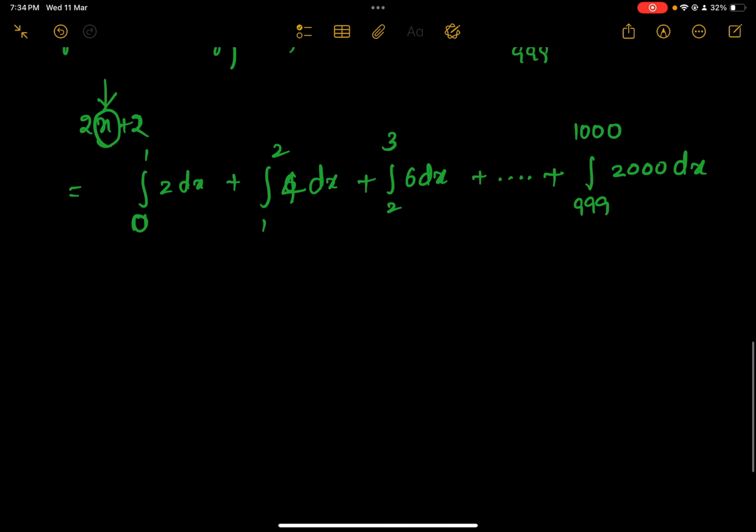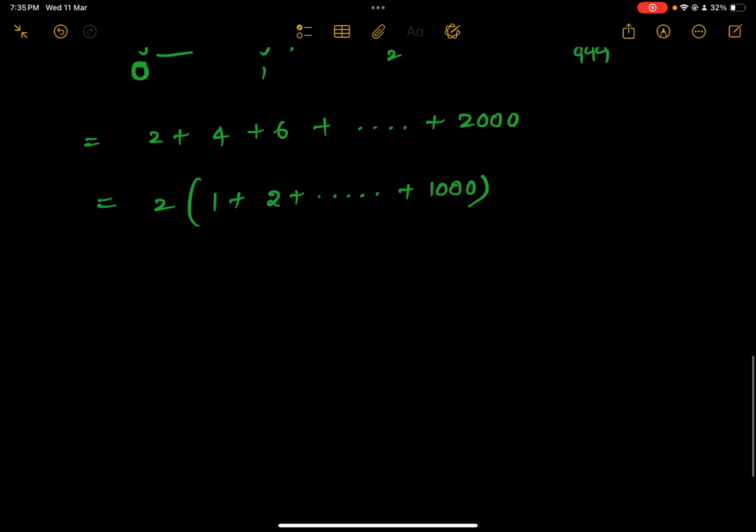The value of this integral is simply 2. The value of the next integral is 4. And the next is 6, plus and so on, plus 2000. If you take 2 common, you'll get 2 multiplied by 1 plus 2 plus and so on plus 1000. This is simply 1000 into 1001 by 2. So this and this get cancelled. So your answer is simply 1001000.